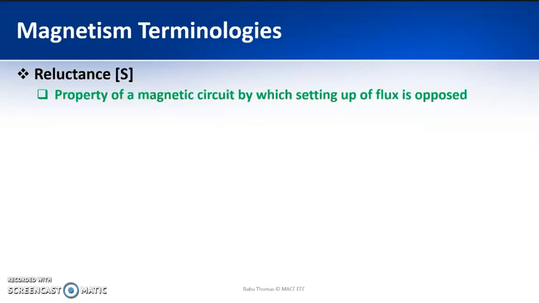Next is reluctance. Reluctance is the property of a magnetic circuit by which the setting up of the flux is opposed. You can relate it to the electrical system. Resistance is the opposition to the flow of current. Similarly, reluctance is the opposition to the setting up of flux. In that scenario, what is the equivalent term of magnetic flux in an electric circuit? It is nothing but the current. So reluctance is the property by which the setting up of the flux is opposed.